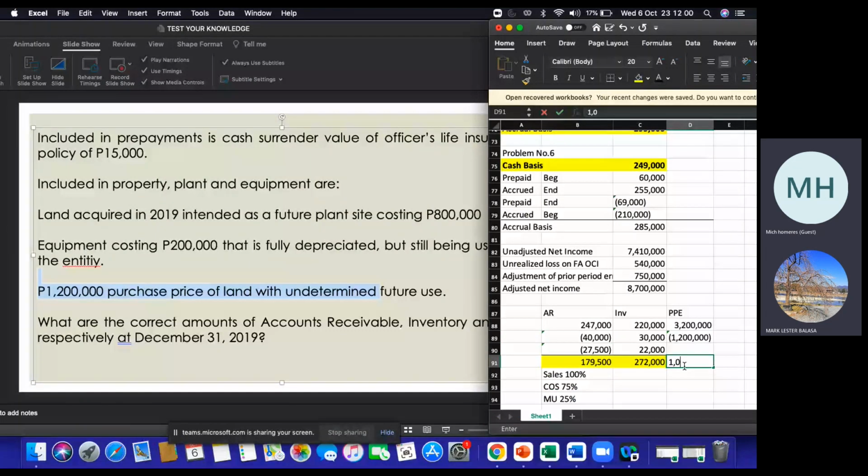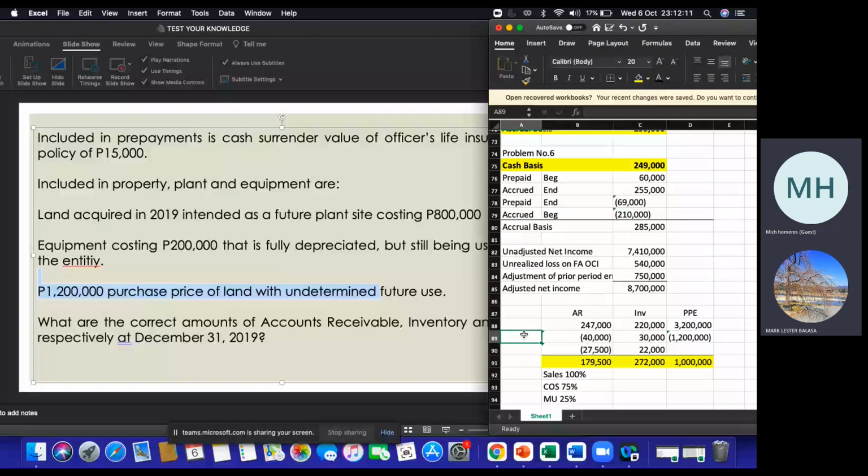Okay? O yan na, nakuha natin, class. O di ba medyo nakakalitong problem, medyo complicated. Para pang odd problem. Accounts receivable, inventory, and PPE. Okay? So, yan. Next tayo.